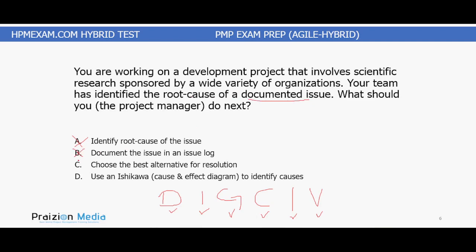Option D says use an Ishikawa cause and effect diagram. Well, this is the very thing we did when we identified the root cause. Remember, it's already been done, so it's not D. The best answer is choose the best alternative for resolution.